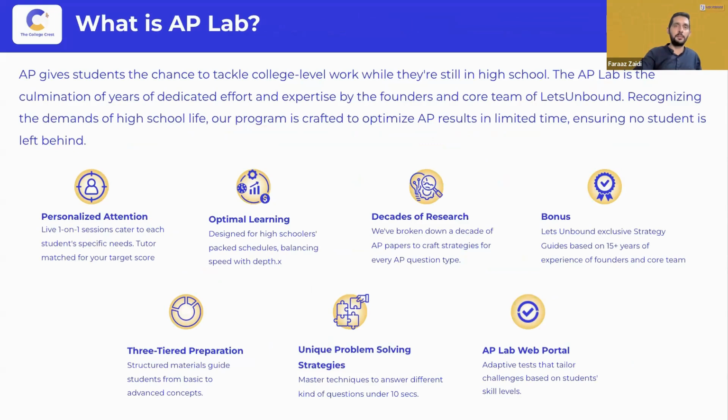Now, beyond this, going back to what the whole AP lab is, the platform that you'll be using while preparing for APs through us, we give you that whole personalized attention. We've created this through decades of research, working with students across AP for the last almost a decade.